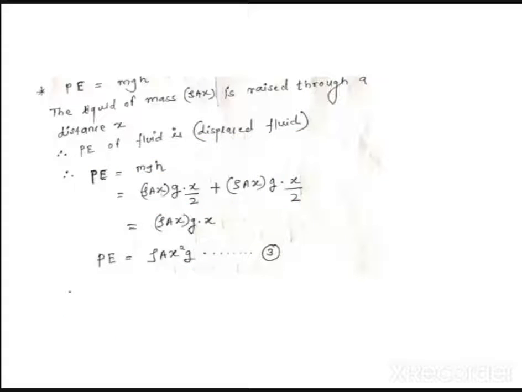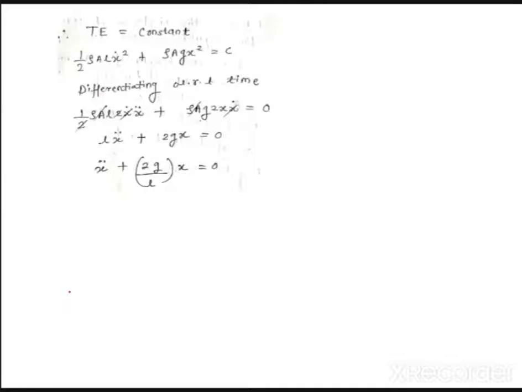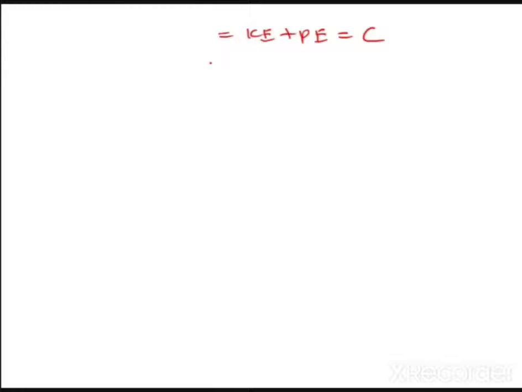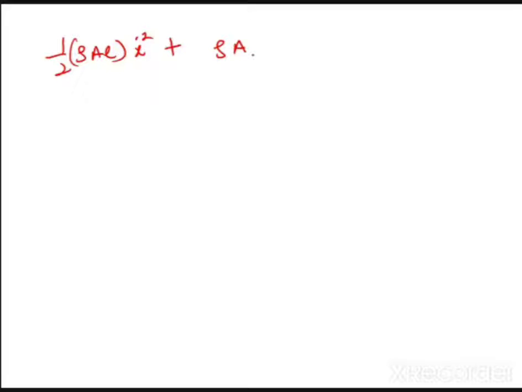Okay. So now we have got potential energy. Now what is the next step? Anybody? The next step is very simple. Total energy is equal to constant. What is total energy? Kinetic energy plus potential energy is equal to constant. So what is kinetic energy here? I've already solved: 1 half rho A L x dot square is kinetic energy, plus potential energy rho A g into x square is equal to c, right?